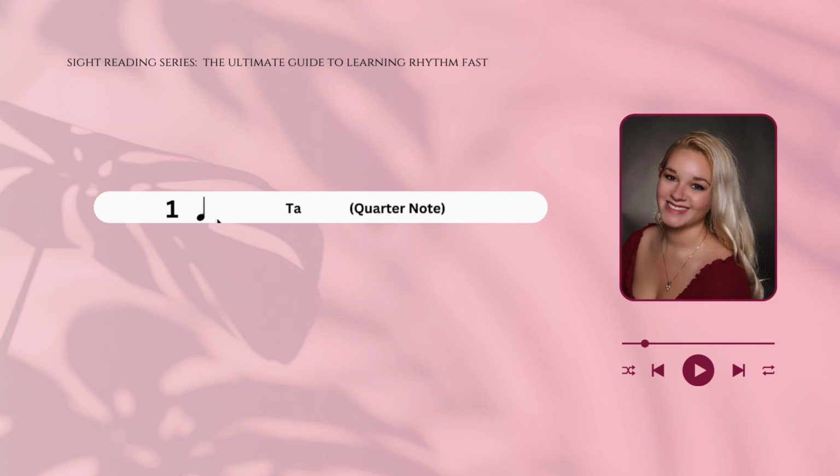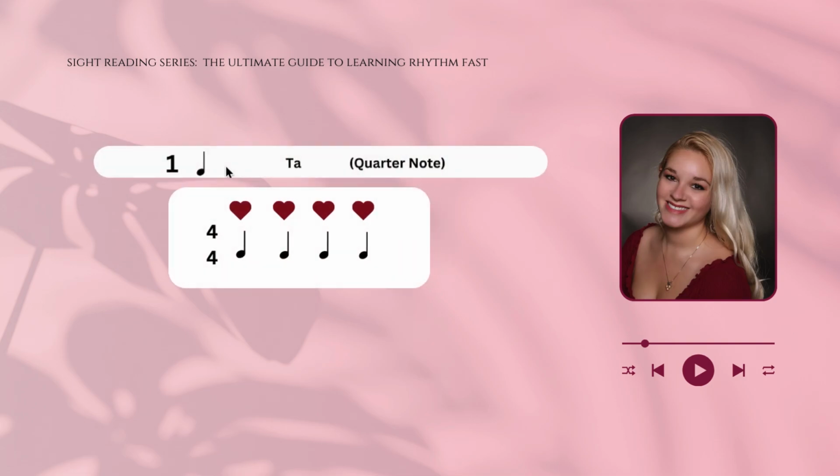Okay, next row. We've got this symbol right here. It looks like a D colored in, and it has 1 sound. The nickname is ta, and the textbook name is quarter note. This means that 1 quarter note equals 1 beat. So if I have 4 beats and I do all 4 quarter notes, it would be ta, ta, ta, ta.